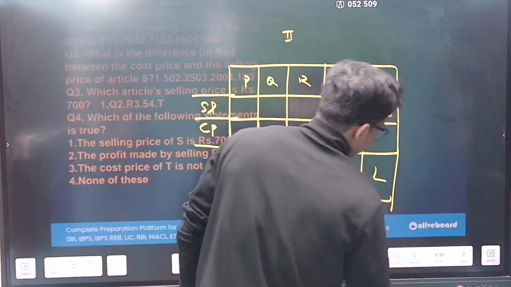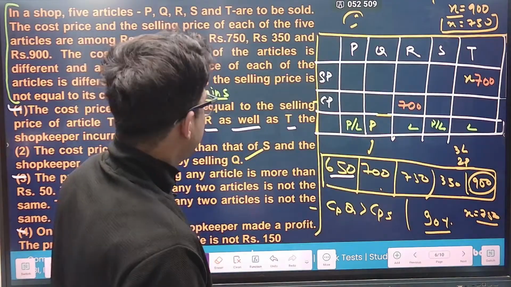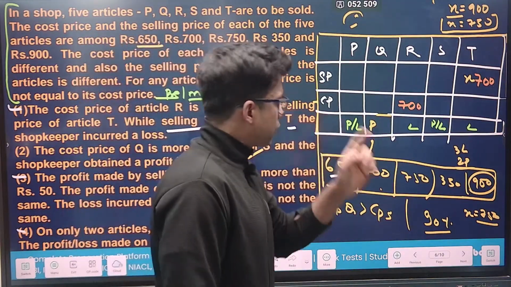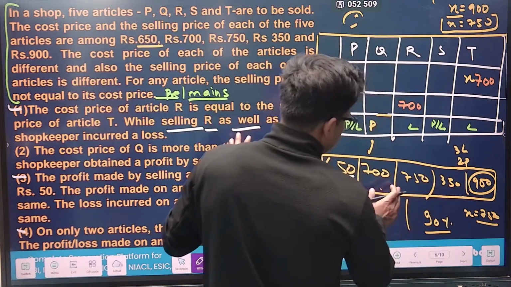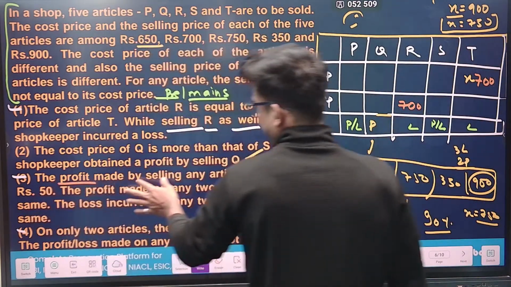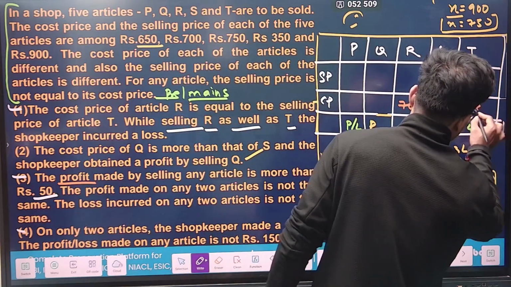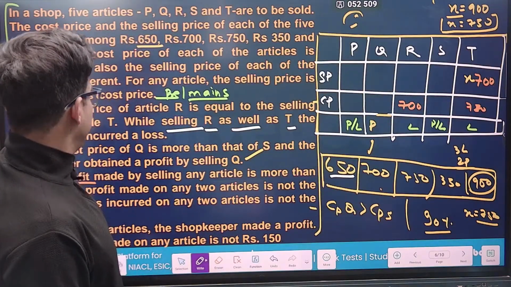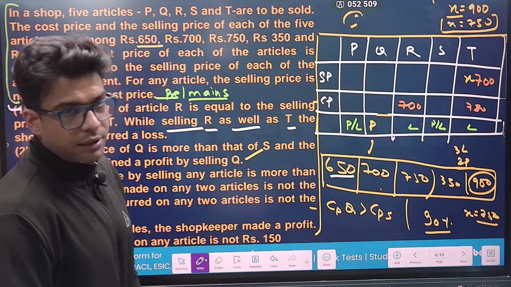Fine, na? Okay. Now let's come to this point. Now they are saying that if they are making a loss, my cost price could be, the slot of cost price would be how much? It cannot be 750. Why? They are saying that the profit made by selling any article is more than 50. If I put 750 here, then the profit is 50, na, the loss is 50, na. The profit made by selling price of any article is more than 50 and the loss made by any article is not 150. Is it right?